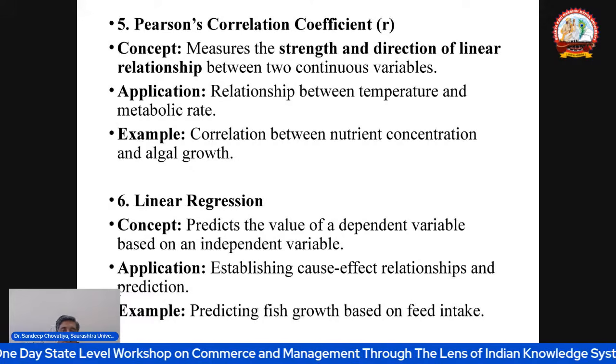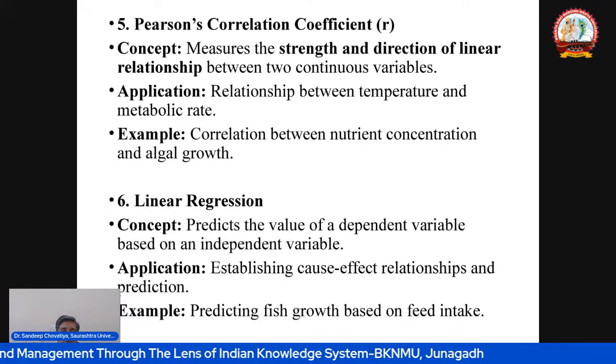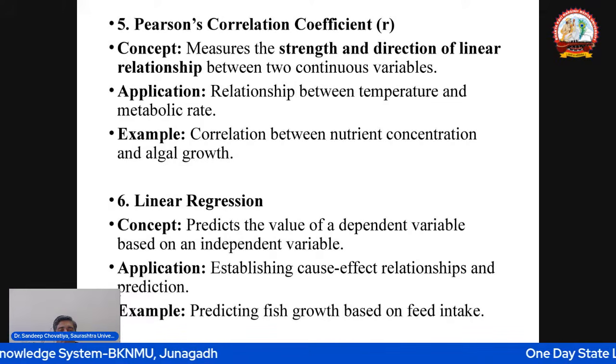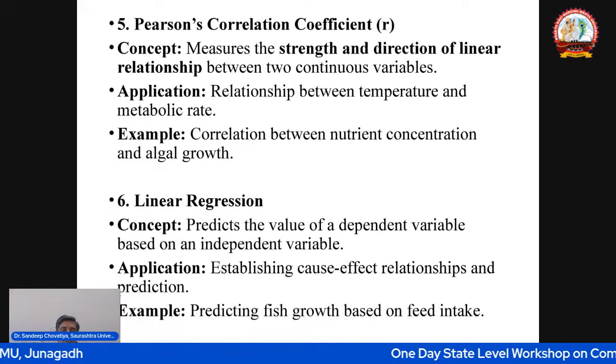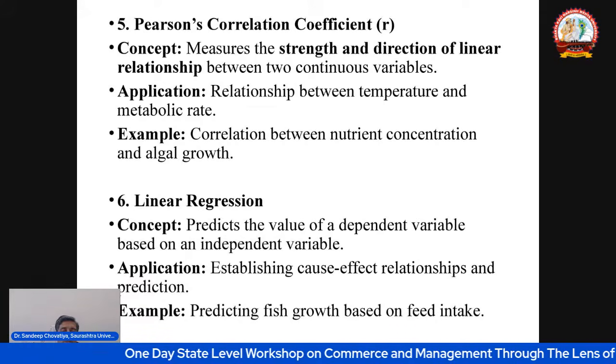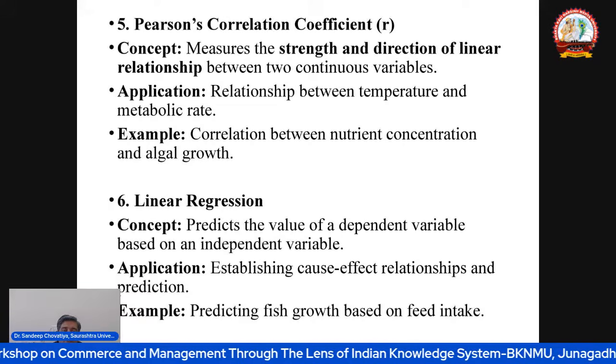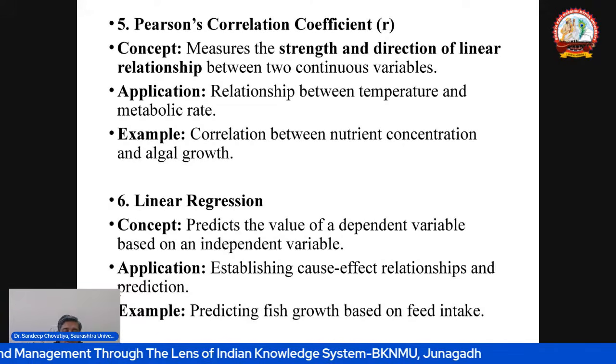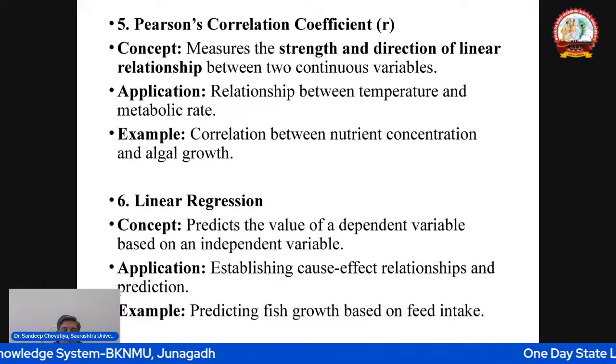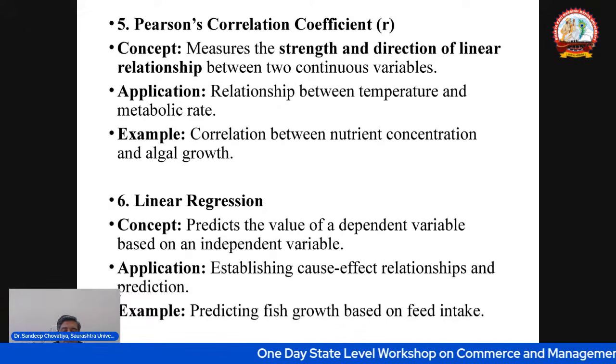Number six is linear regression. The concept behind it is that if we have one value which is known and another which is unknown, then with the help of regression analysis we are able to find out the other value. It predicts the value of the dependent variable based on the independent variable. Application: estimating cause-effect relations as well as prediction, for example predicting fish growth based on feed intake.